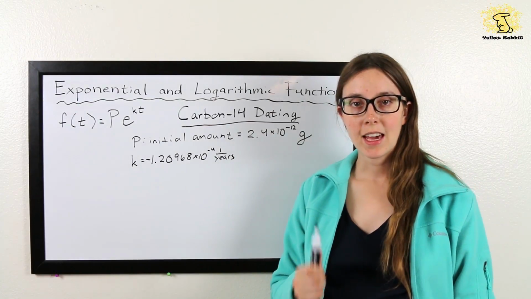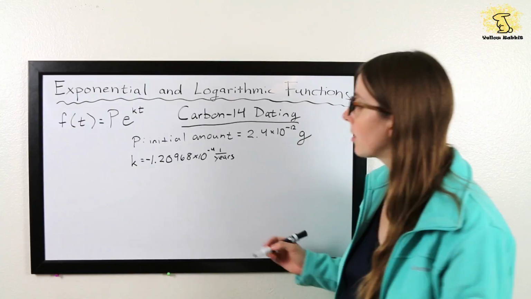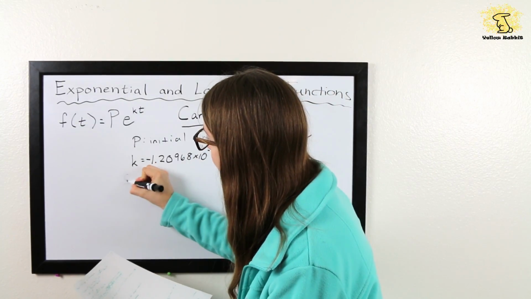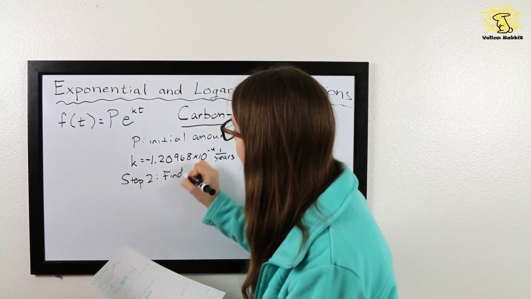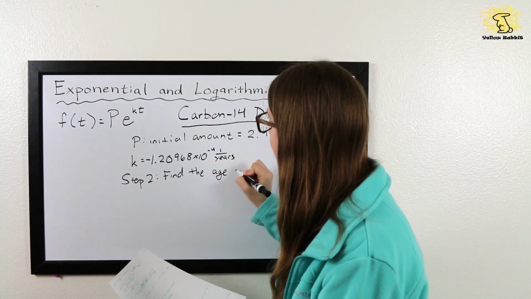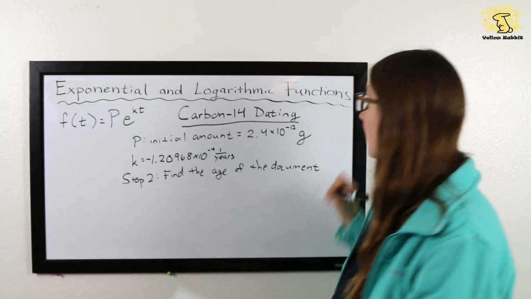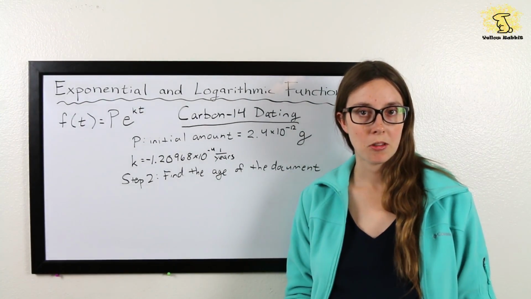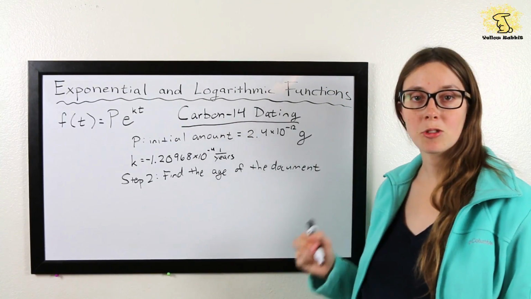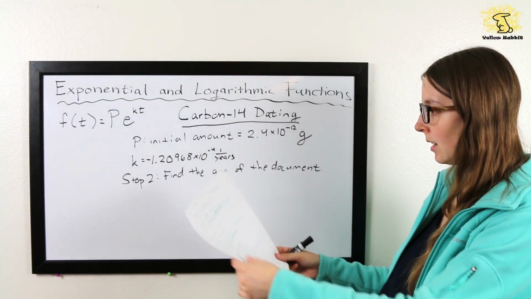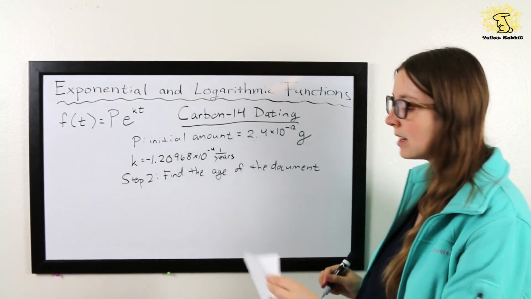Now that I've got the value of k, I can move on to actually solving the problem I want to solve. So I'll call this step 2. Step 2. Find the age of the document. So the amateur archaeologist claims it's over 3,000 years old, but using carbon dating, we can find the actual exact age of this document. Let's plug in what we know to our general equation here.